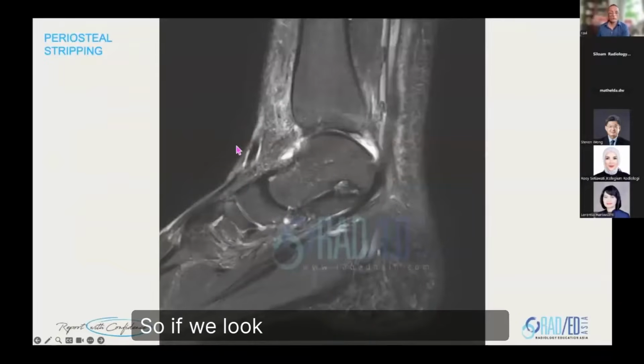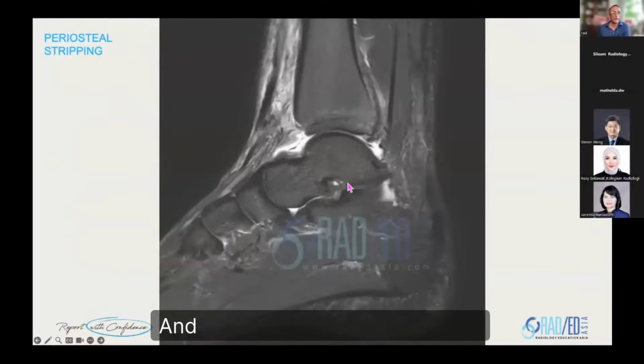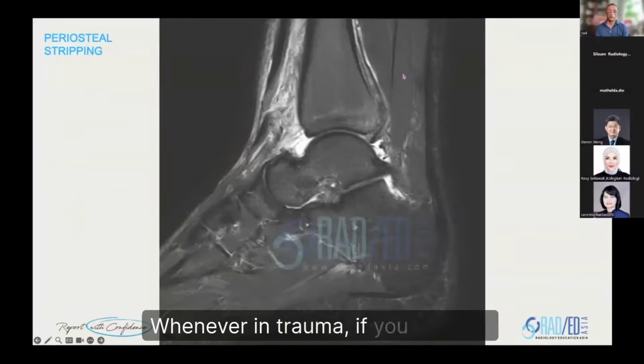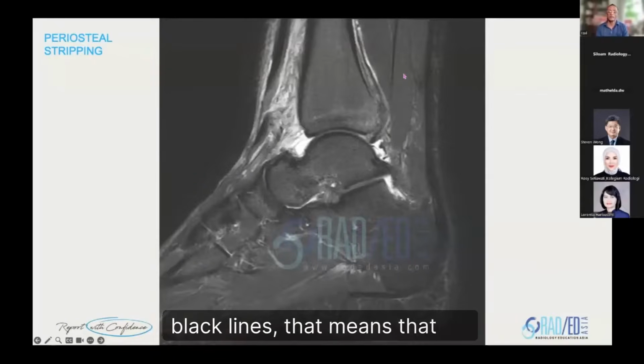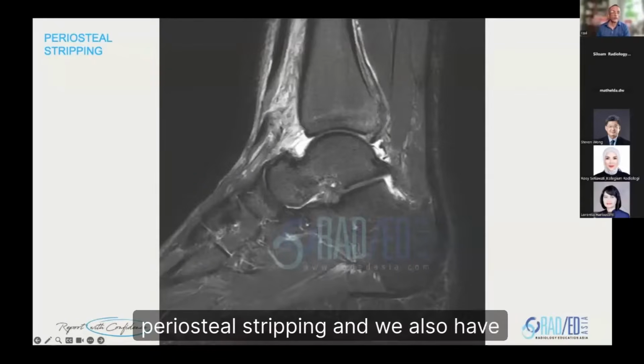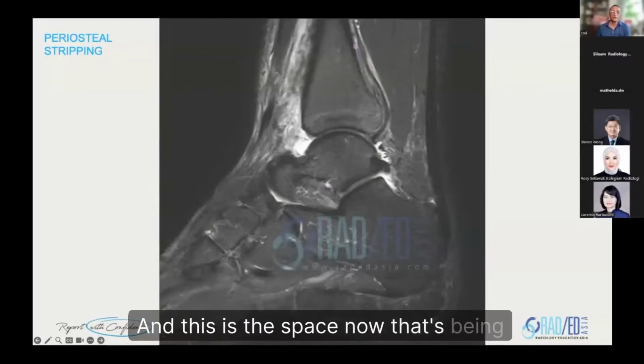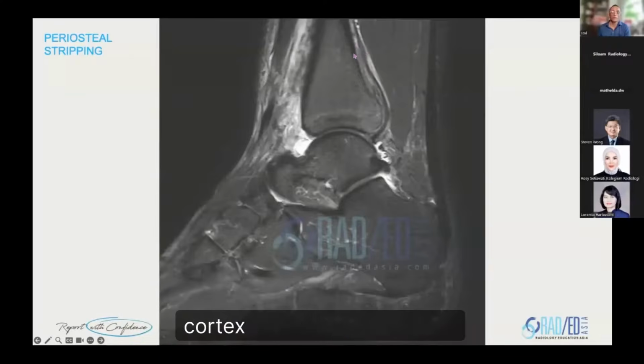If we look at a scan here, we've got a sagittal, I think this is a T2 fat set. As we scroll, we see a black line here, which is the cortex, and then we have a second black line. Whenever in trauma you see two black lines, that means it's periosteal stripping. And we also have edema as well. This is really the key, when you see two black lines like this. This is the space that's been created between the periosteum and the cortex because it's been lifted off.